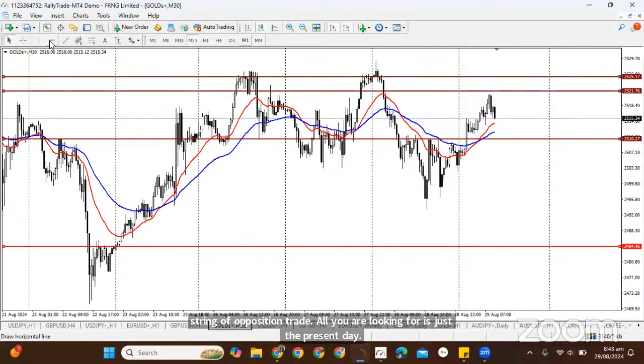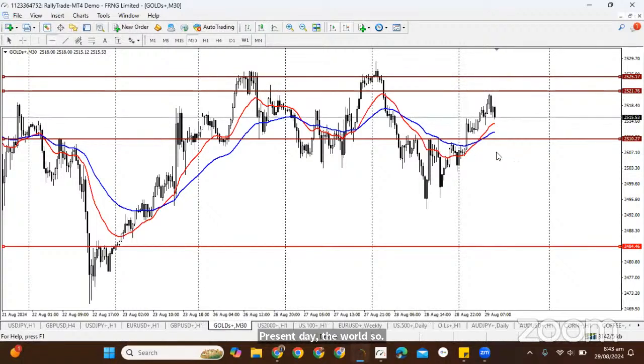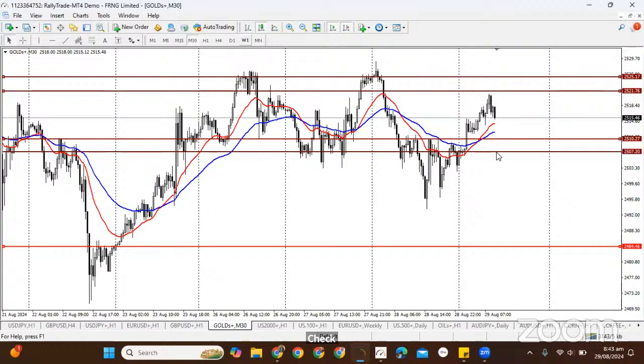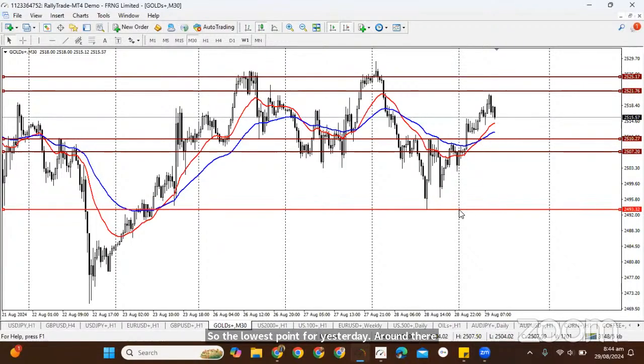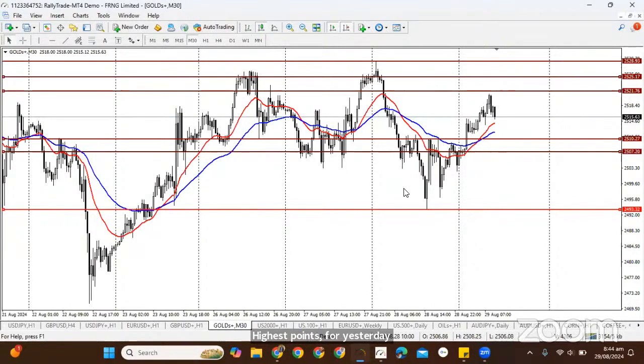So check the support and resistance, the highest point and the lowest point for yesterday. The lowest point for yesterday is somewhere around there. Let me adjust this. See, this is the lowest point for yesterday, and the highest point for yesterday. Can you see it here? So price has recovered half of the move it made yesterday. I'm seeing a bearish engulfing, so it's looking like price will still tilt more towards a sell.